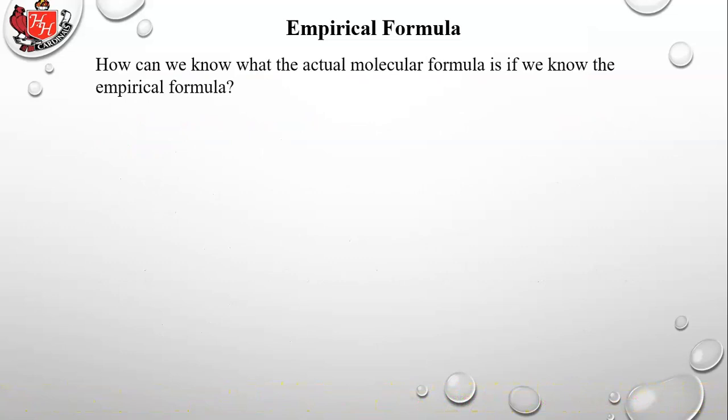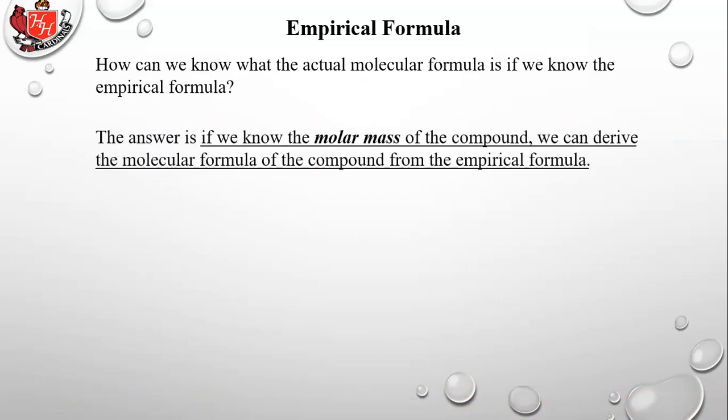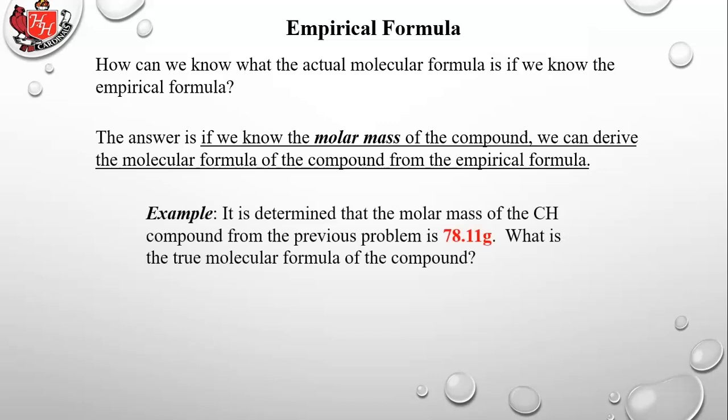Okay, so how can we know what the actual molecular formula is if we know the empirical formula? The answer is, if we know the molar mass of the compound, we can derive the molecular formula of the compound from the empirical formula. So example, it is determined that the molar mass of this CH compound from the previous problem is 78.11 grams. What is the true molecular formula of the compound?